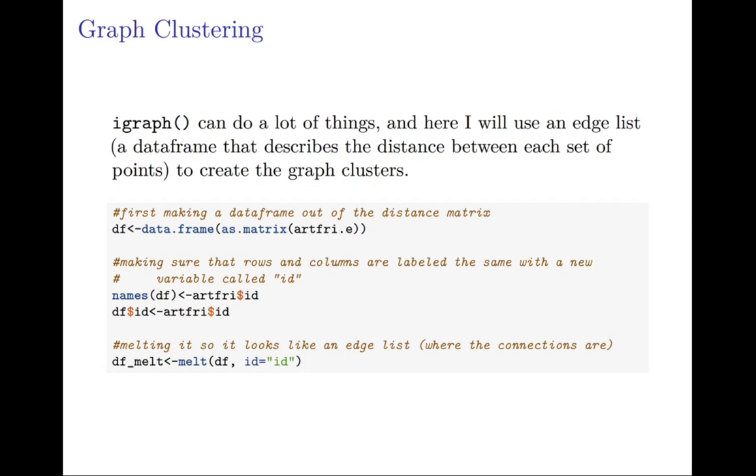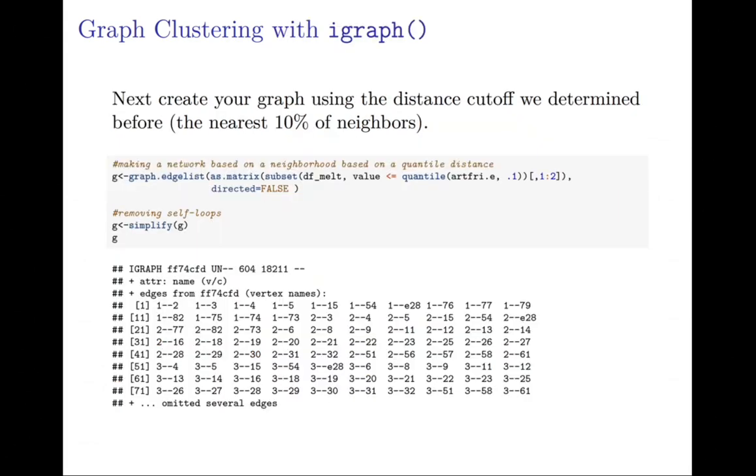But if you run it in your own R, not through the R Markdown where you create a PDF, then you can see it. So then once you've created the appropriate data frame, the next thing you can do is create your graph using the distance cutoff we determined before. So write the nearest 10% of neighbors.